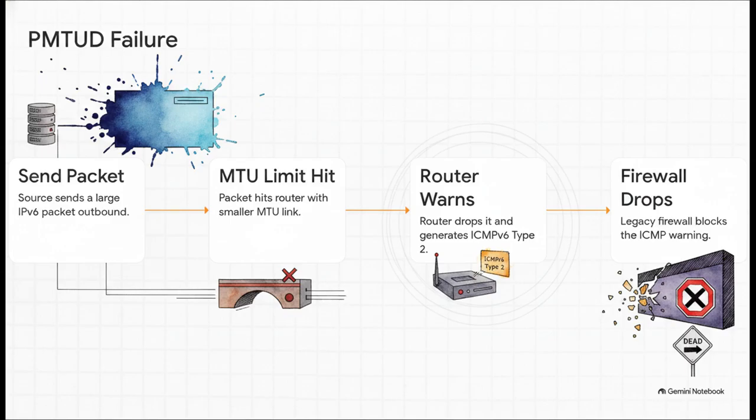Step 3. The router does exactly what it's supposed to do. It drops the oversized packet, but it immediately generates a warning, an ICMPv6 packet too big message, and sends it back to tell the source, hey, send smaller packets. But then we hit Step 4. That legacy firewall, configured by an admin who blocked all ICMP out of sheer habit, acts like a stubborn bouncer and just drops the message. The source machine never gets the warning.